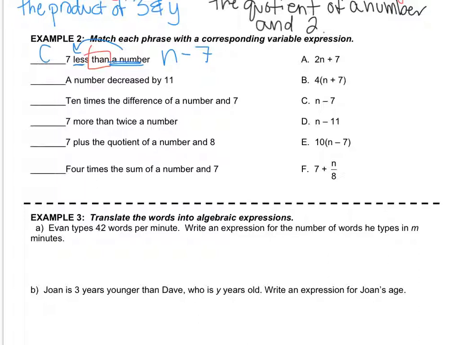Okay, a number decreased by 11. There's no flip word, so you're going to write it as you read it. A number, which is n, decreased means minus. How much are we subtracting? 11. So that is letter choice D.